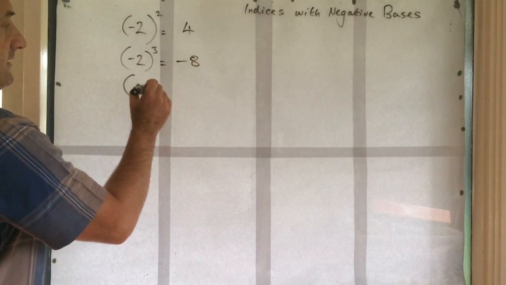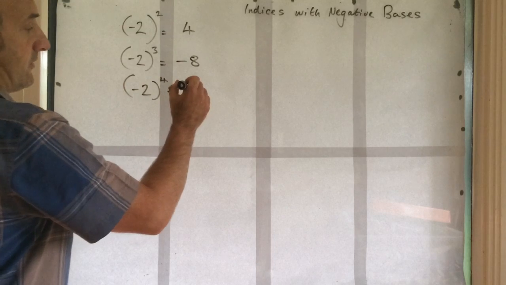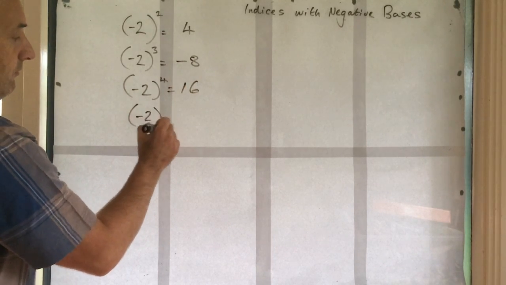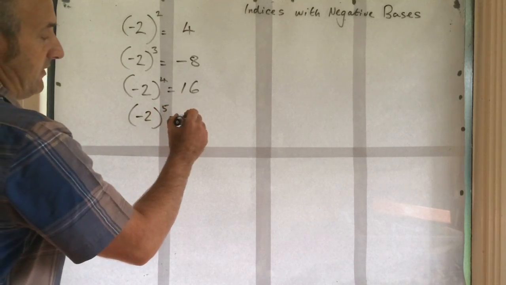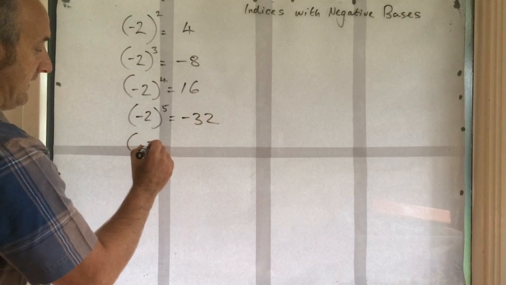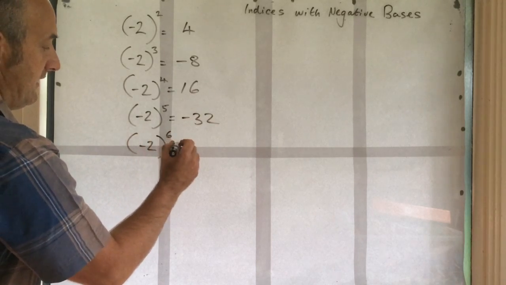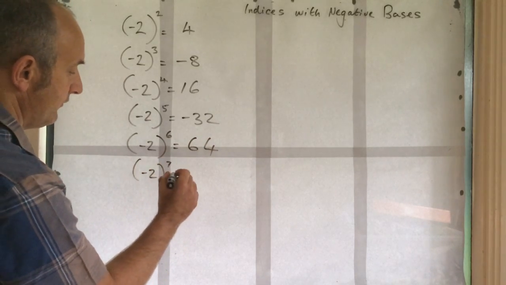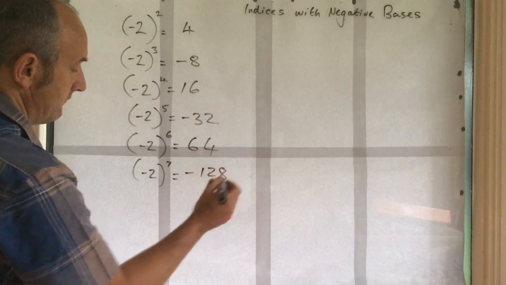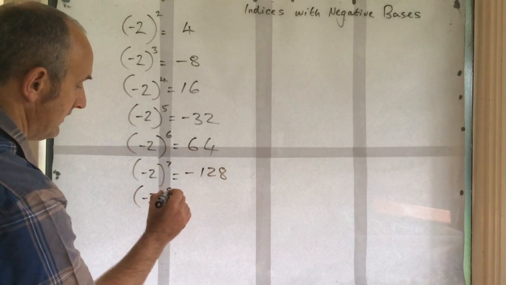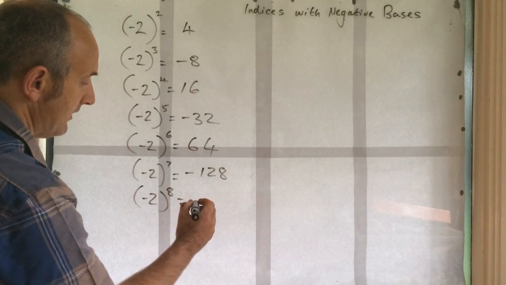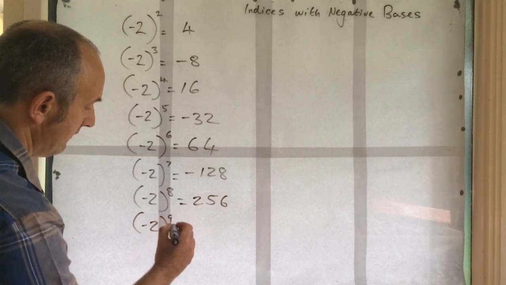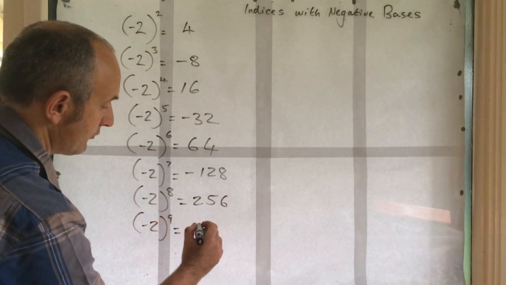Then we say what is negative 2 to the 4? So we get 16. What's negative 2 to the 5? We end up with negative 32. What's negative 2 to the 6? We end up with 64. Negative 2 to the 7, negative 128. Negative 2 to the 8, and we end up with 256. And finally one more, negative 2 to the 9, negative 512.